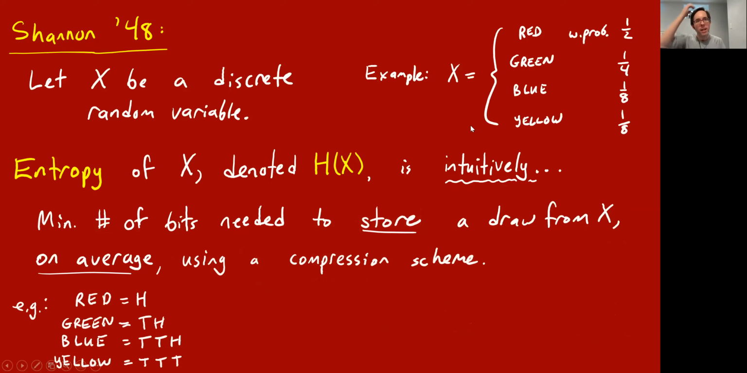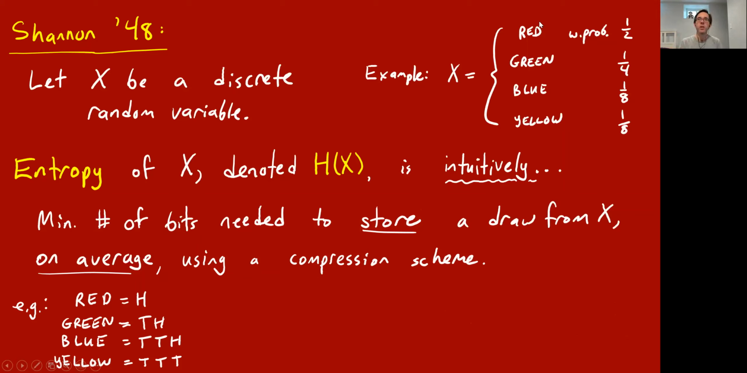Another way to describe it is it's the minimum number of bits you need to store a draw from x on average using some kind of compression scheme. Actually, in many ways, there's not a lot of difference between communication and generation and compression. So you could use that scheme that we talked about to generate x and just record the coin flips you used and use this as a code by which to encode a draw from x.